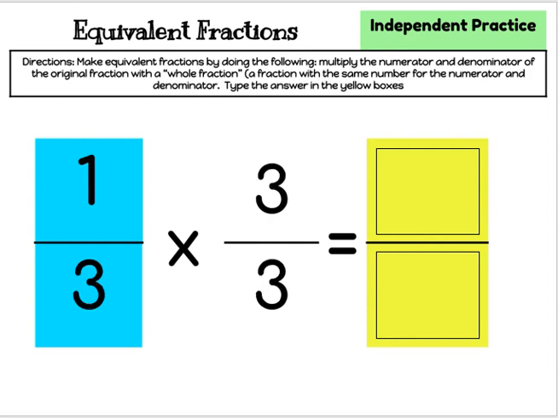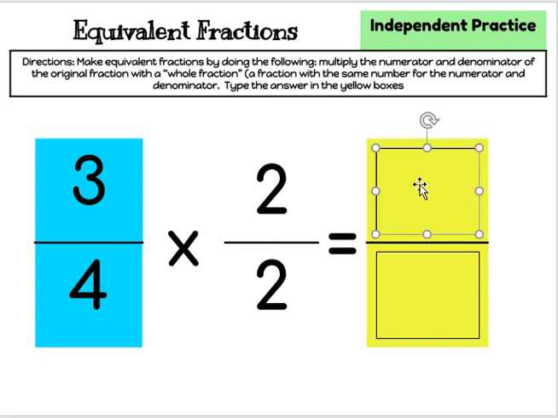Here's one for you to try. 1/3 times 3/3. Pause your video, start your video again and check your answers. So 1/3 times 3/3 is 3/9. Here's another one to try. 3/4 times 2/2. 3 times 2 would be 6. 4 times 2 would be 8. So your answer would be 6/8.